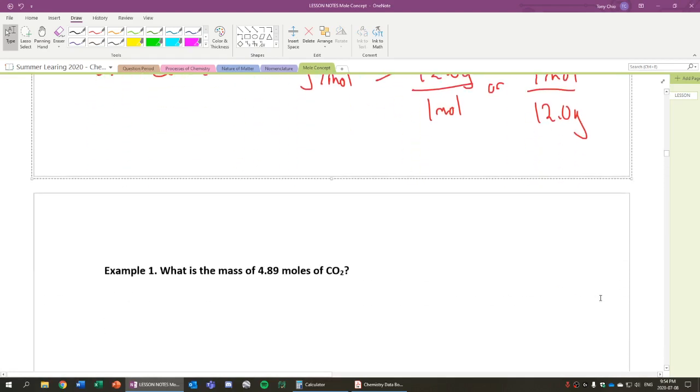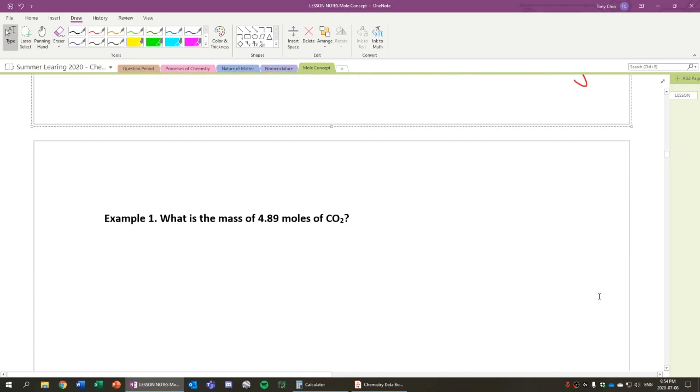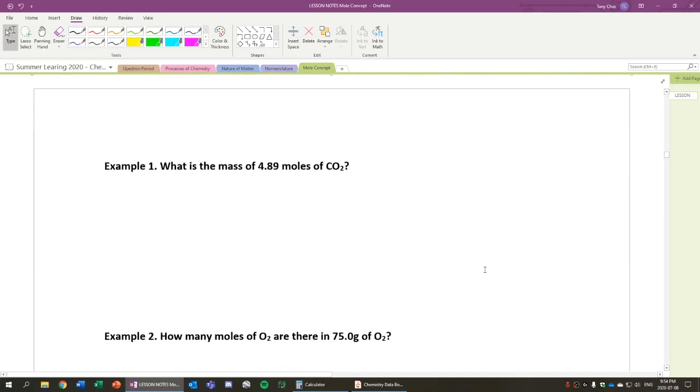If we look at, for example, 4.89, we will see that this is 4.89 moles of CO2. So what we have here is 4.89 moles of CO2. We've got to multiply by the molar mass of CO2 to find the mass of CO2.